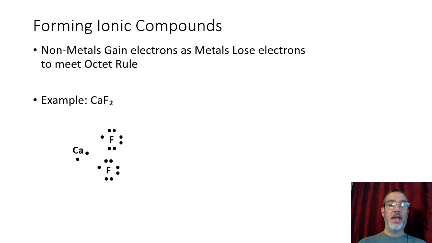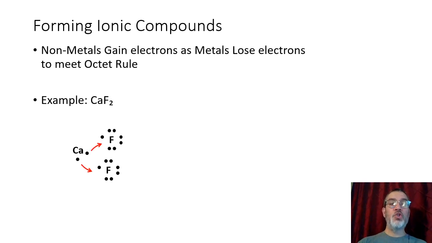If we take a look at CaF2, we see calcium has two valence electrons. It's in the second column. Fluorine is in the 17th column, or group 17, so it's going to have seven valence electrons. Now calcium wants to lose two, and each fluorine wants to gain one.